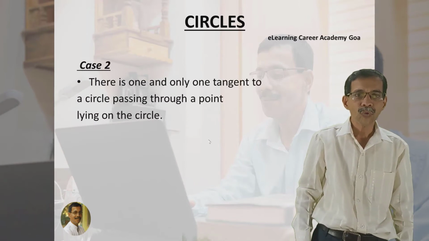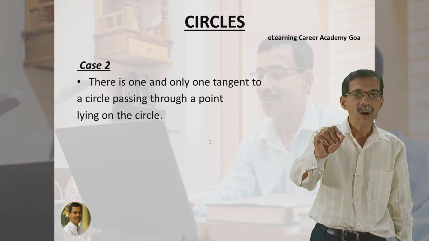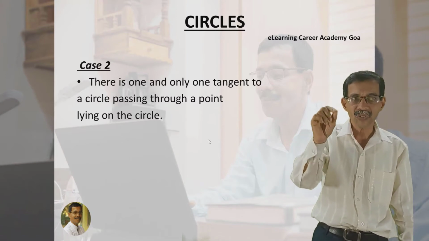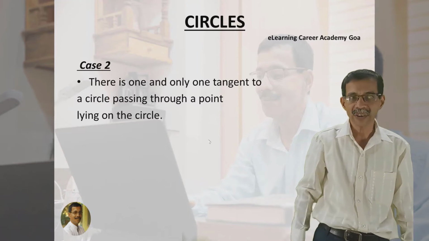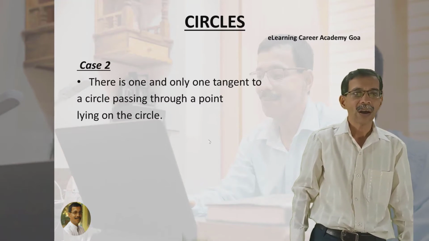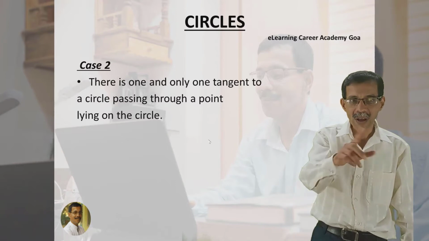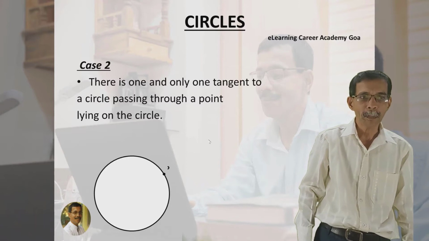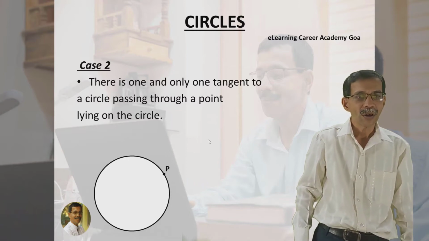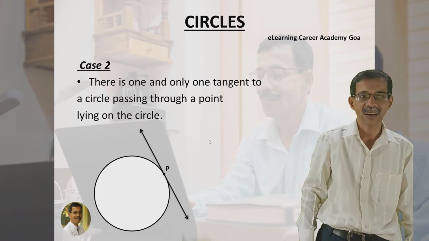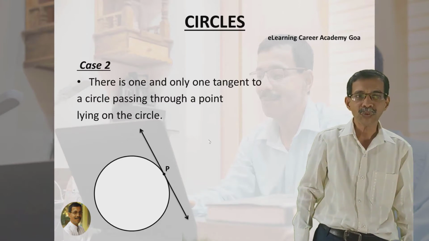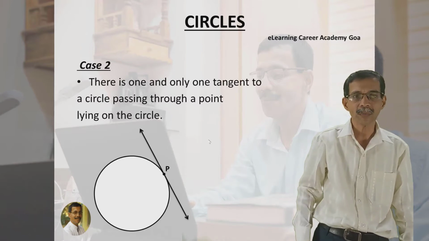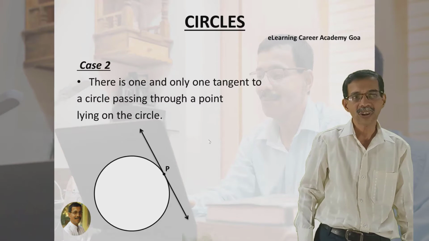In case 2, we will see the point on the circle, and when the point is on the circle, there is one and only one tangent to a circle passing through a point lying on the circle. For example, this is a circle and there is a point P, and this is a tangent drawn at point P. So from any point on the circle, you see that there is only one tangent possible which can be drawn to this circle.